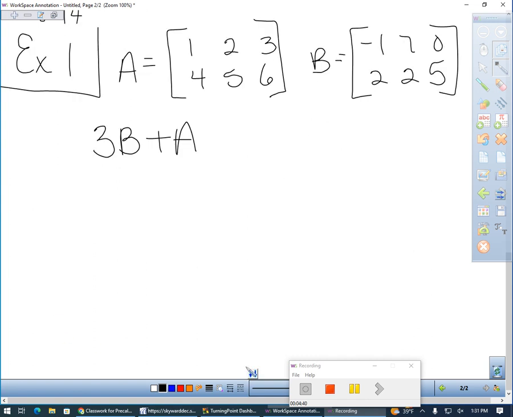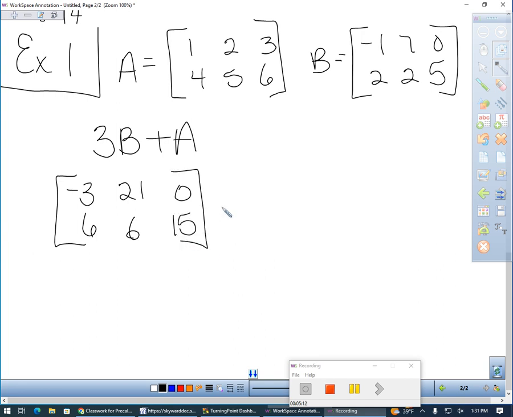Now, you can type it all in your calculator. You can actually put this in your calculator, hit equals, and it'll give you an answer. However, sometimes that's longer than just doing it, right? I'm going to go ahead and write this. I'm first going to multiply 3 times B and put that here. So if I go 3 times negative 1, I get negative 3. 3 times 7 is 21. 3 times 0 is 0. 3 times 2 is 6. 3 times 2 is 6. And 3 times 5 is 15.